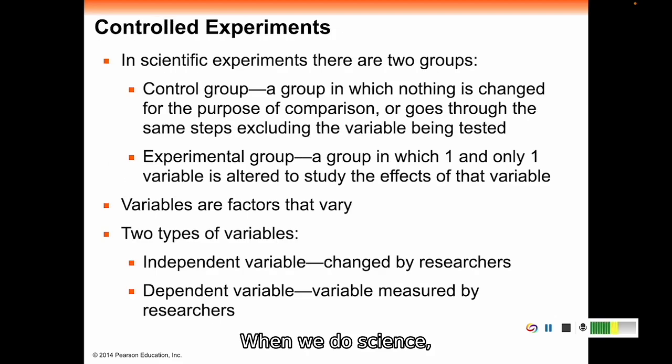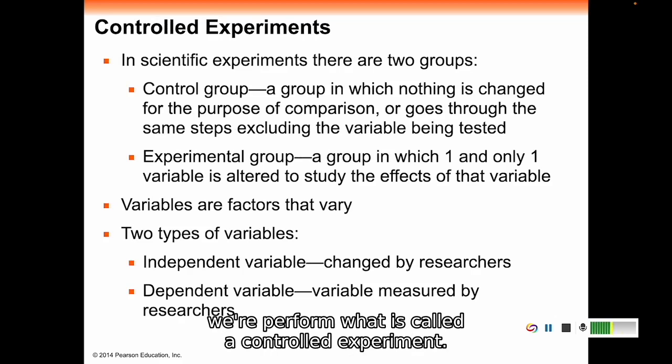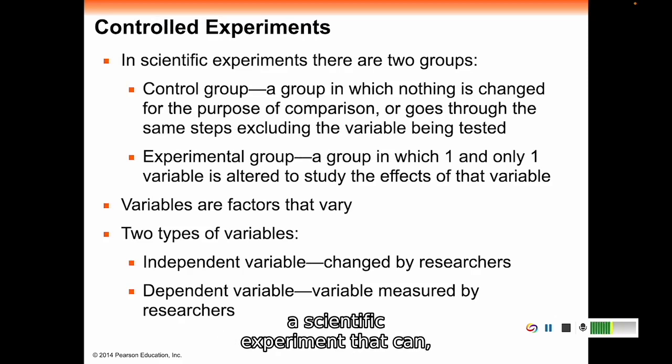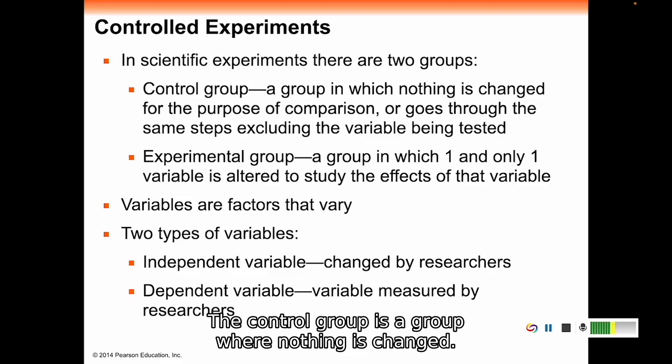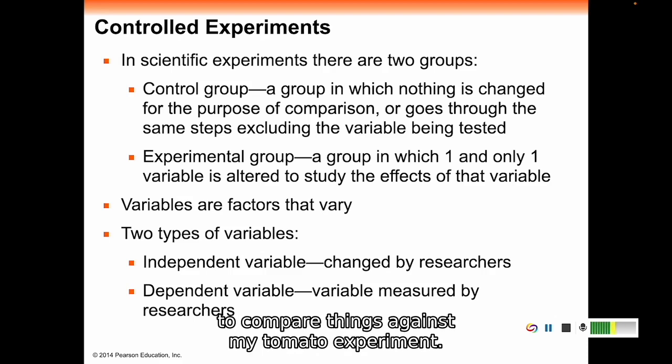Okay, when we do science, to really have confidence in the data we're collecting, we perform what is called a controlled experiment. A controlled experiment is a scientific experiment that includes two groups. The control group is a group where nothing is changed. The control group is the control to be able to compare things against.